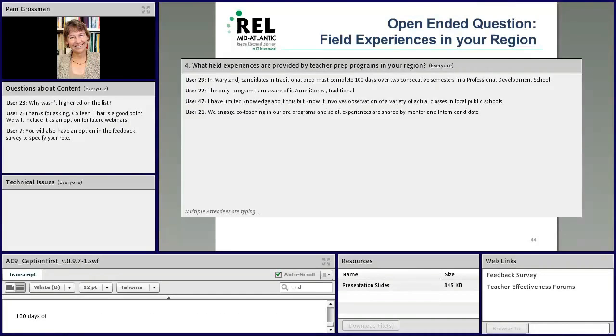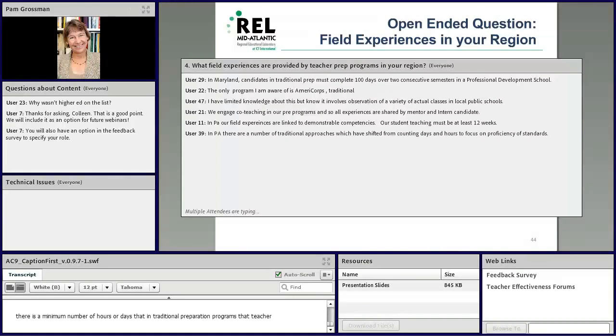in a professional development school. And I think maybe that would be on the high end, but Pam, maybe you can speak a little more to what you see most often in terms of length of time. So again, this is one of the requirements often set at the state level. Typically there is a minimum number of hours or days that teacher candidates in traditional preparation programs must engage in field experience. The number of days has been going up with time as people have begun to realize the importance of field experience. States have been increasing the time that candidates spend in the field.